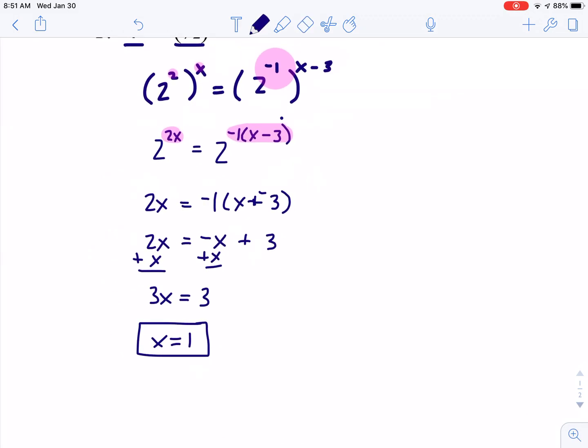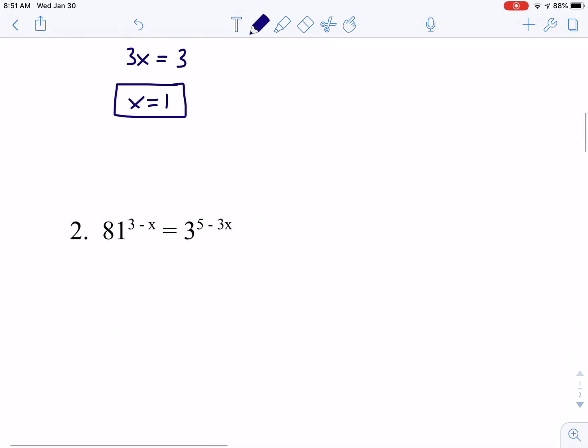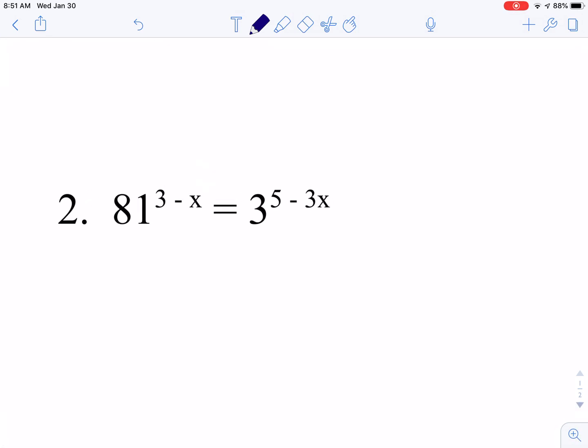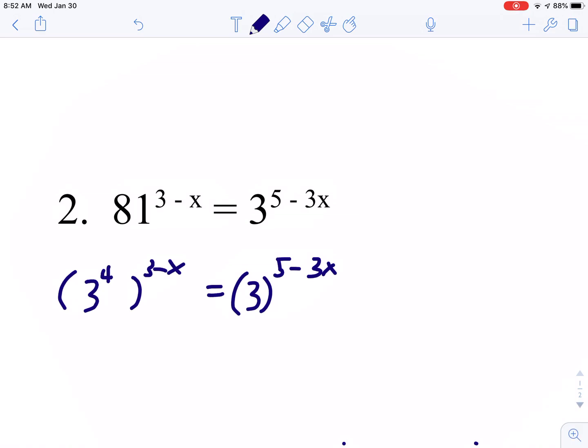Okay. Now, it's probably not enough to have you understand it yet, but let's try another problem. So 3 is already as simple as it can be. So we have 3, I'm going to put parentheses, to the 5 minus 3x. So that means 81 must be able to be written as a power of 3. Okay, we got to think, how do you write 81 as a power of 3? 3 squared is 9. 3 to the third is 27. 3 to the fourth is 81. So this equals 3 to the fourth.